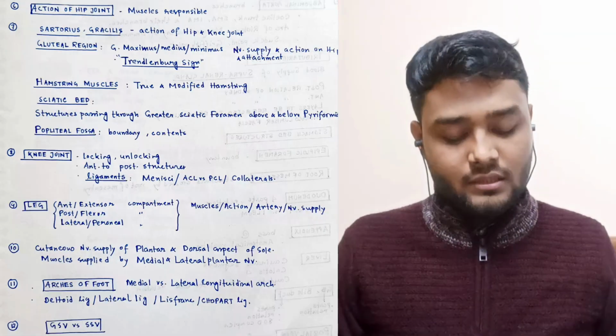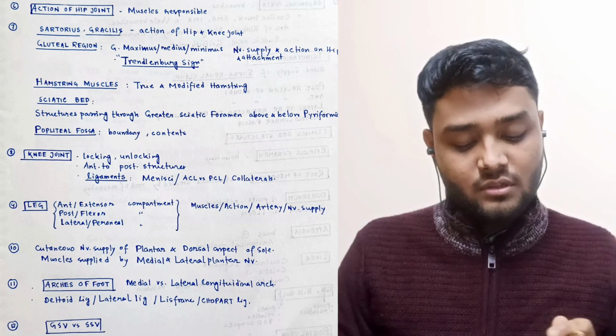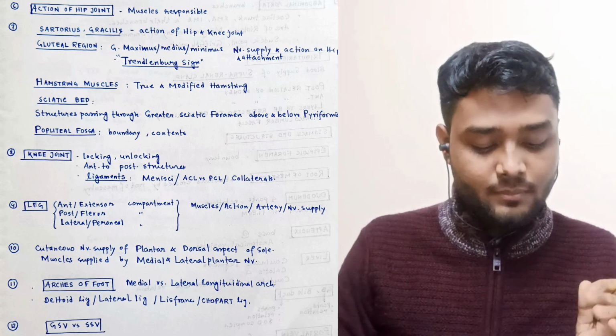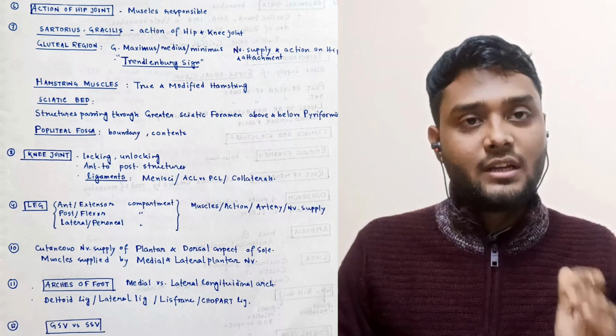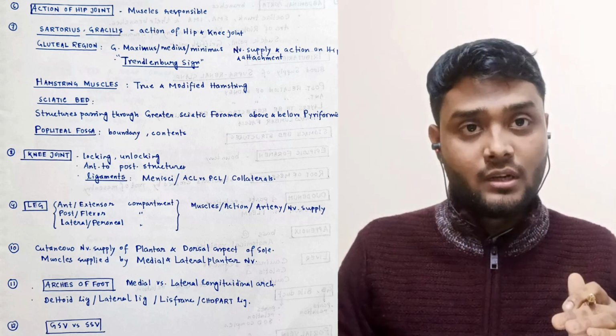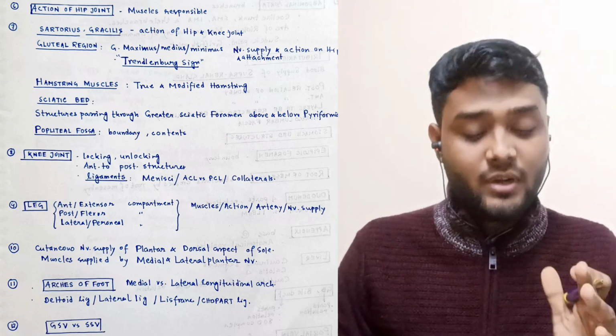In the leg, the anterior or extensor compartment, posterior or flexor compartment, lateral or peroneal compartment. What are the muscles? What are the actions, arterial supply and nerve supply of these three compartments? Read distinctly in a comparative manner.